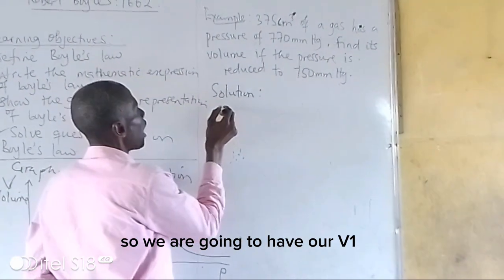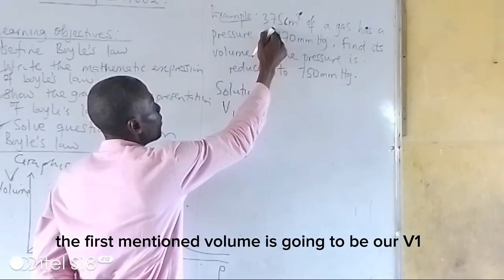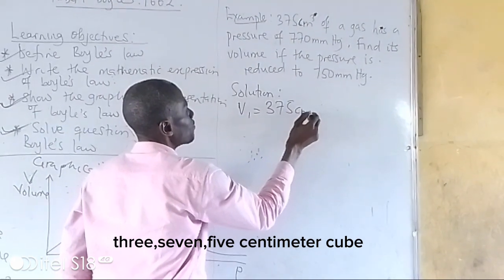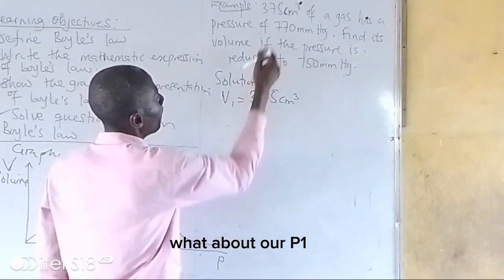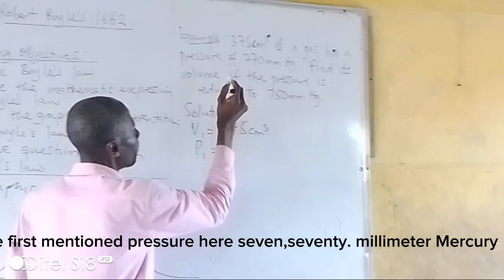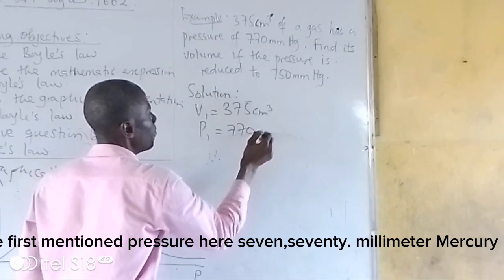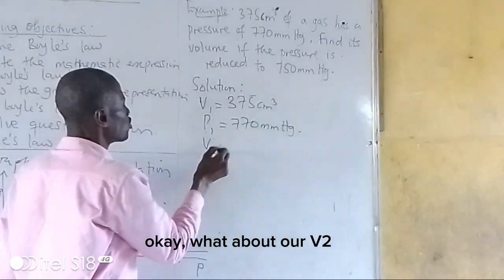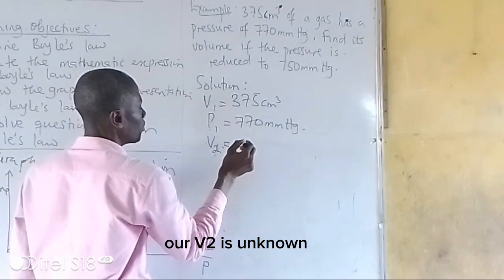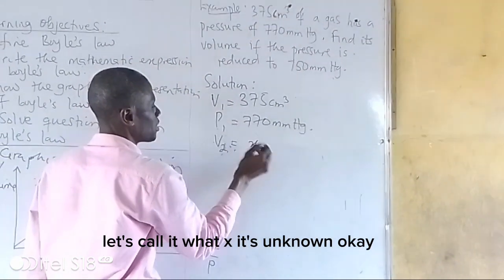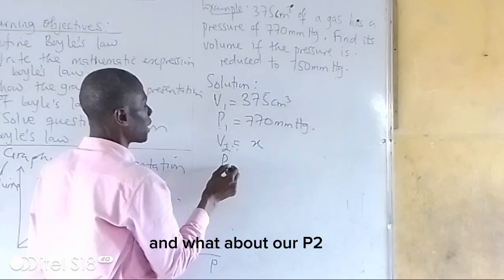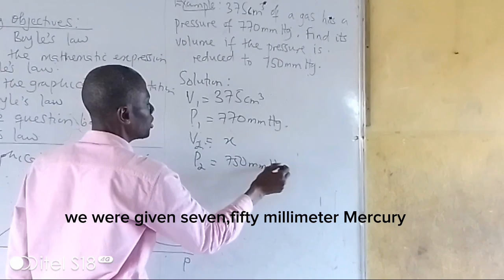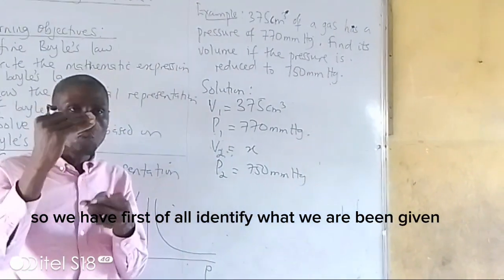So we are going to have our V1. The first mentioned volume is going to be our V1, 375 centimeter cube. What about our P1? The first mentioned pressure here, 770 millimeter mercury. What about our V2? Our V2 is unknown. Let's call it X. And what about our P2? We are given 750 millimeter mercury. So first of all, we identify what we are being given.